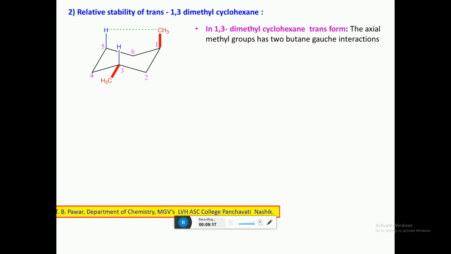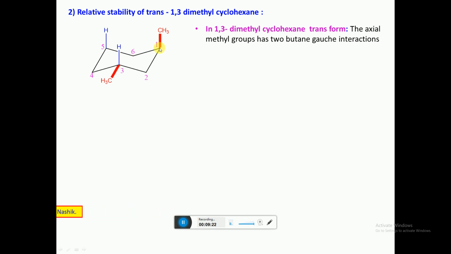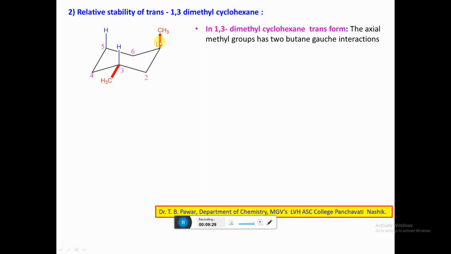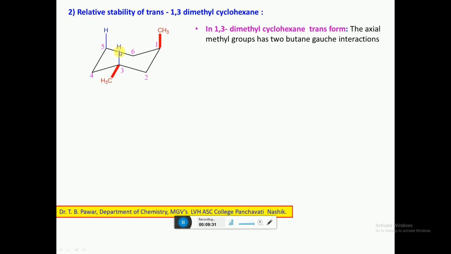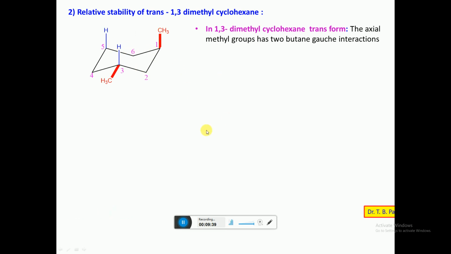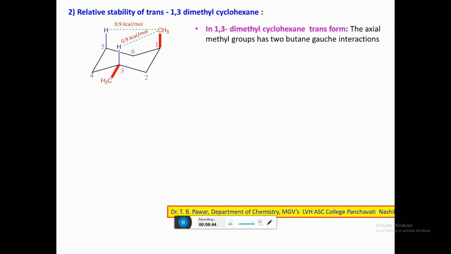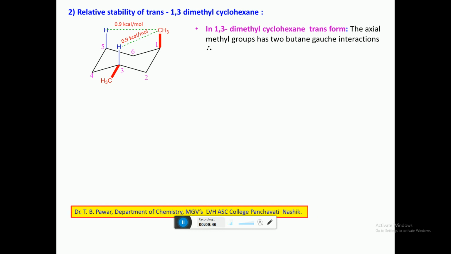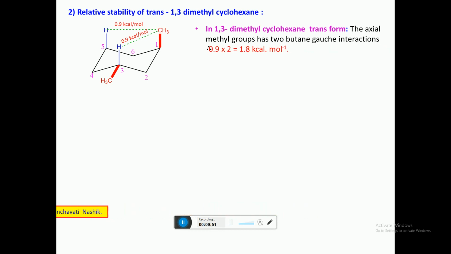Here, this C1 CH3 is gauche to carbon number 3, and C1 CH3 is gauche to carbon number 5. So the axial CH3 has two 1,3-diaxial interactions, from 1 to 3 and 1 to 5. Each 1,3-diaxial interaction is 0.9 kilocalorie per mole, so the total energy of the molecule becomes 1.8 kilocalorie per mole.